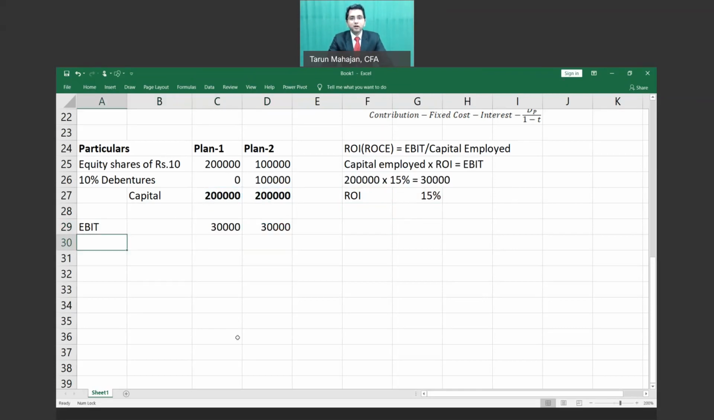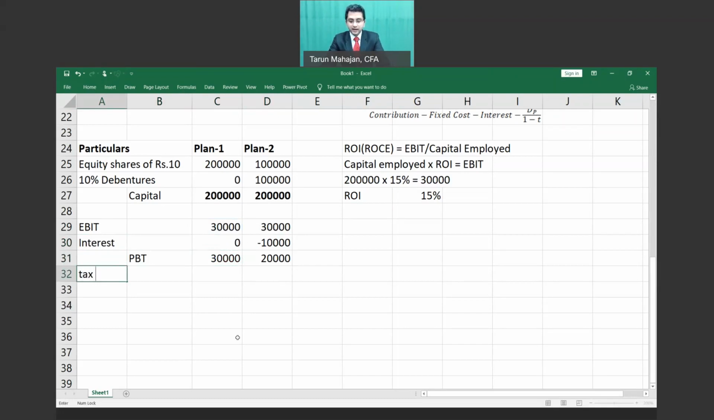Now we are not starting with sales minus variable cost minus fixed cost equal to EBIT. As we are analyzing DFL, we need to explore the relationship between EBIT and EPS, and that's why I'm starting with EBIT. Then I deduct interest. Interest in this case is 10,000 rupees. But in the first case, it will be 0 because you have not issued any debentures. In the second case, it is 10,000. Profit before tax is 30,000 and 20,000.